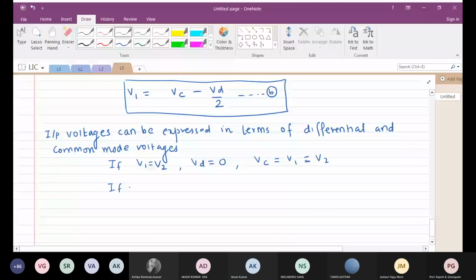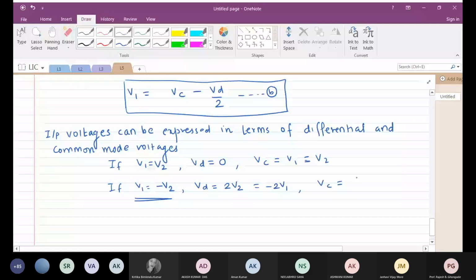Now, if V1 is equal to minus V2, what will be the value of VD? It is going to be twice V2, 2V2. You can call this also minus 2V1. And what is going to be VC? 0. Please remember this.